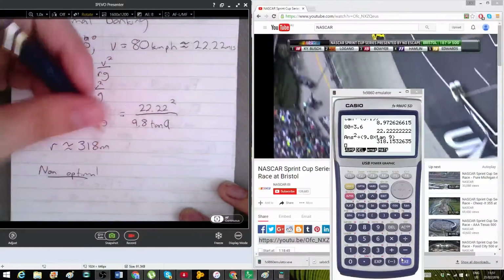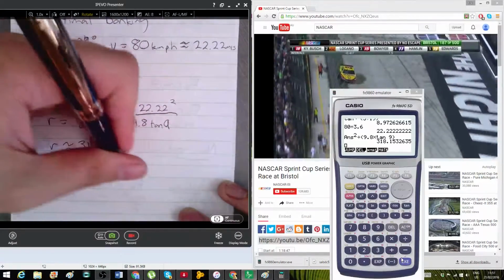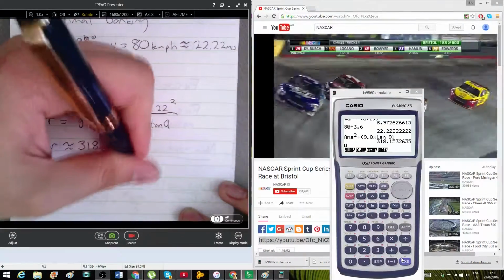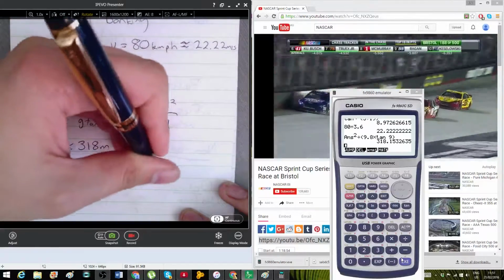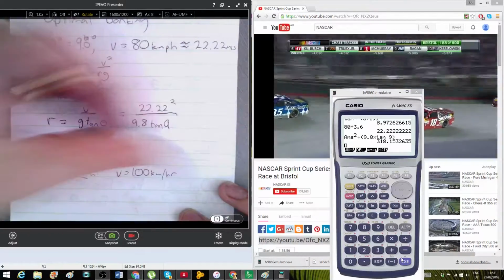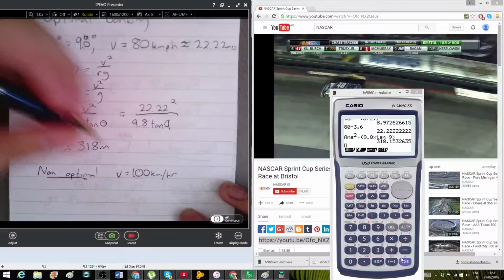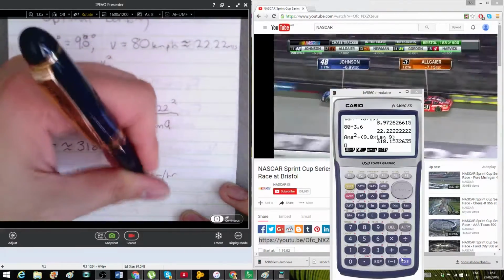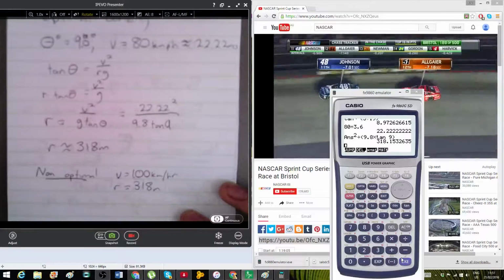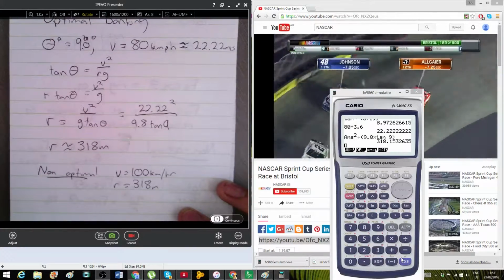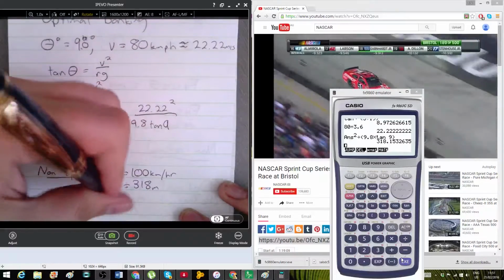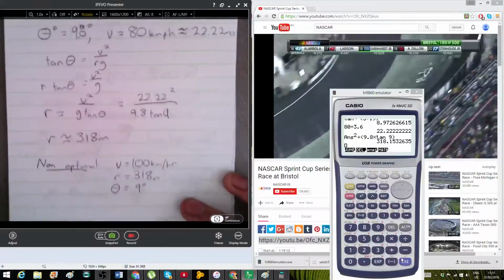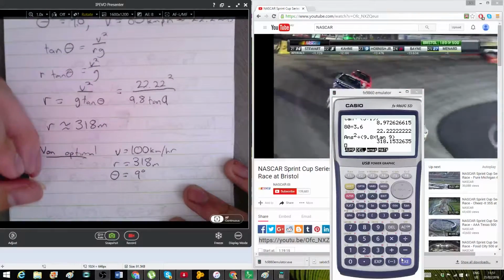So we'll say the car travels, we're going to make our velocity equal to 100 kilometers per hour. R is still going to be 318 meters, and we'll use the same angle. So basically it's the same turn. But the question is now, how much friction is required?